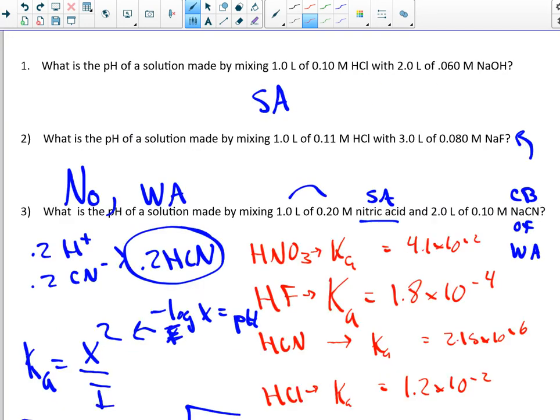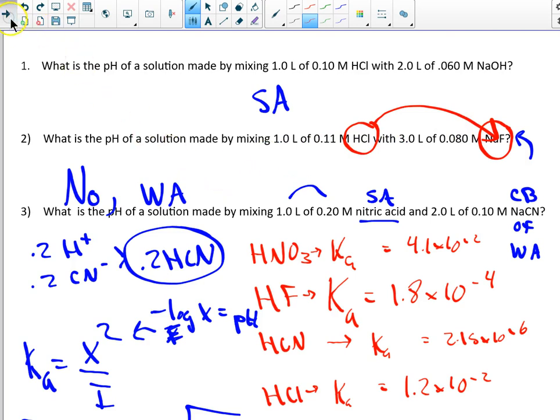The previous problems, you with me? The previous problems, I gave you a strong acid, and I gave you the conjugate base, the F minus. Then, the strong acid reacts with that to produce the weak acid and the conjugate. So that's why we cancel stuff out. That's why we have to do math before we Henderson-Hasselbalch.